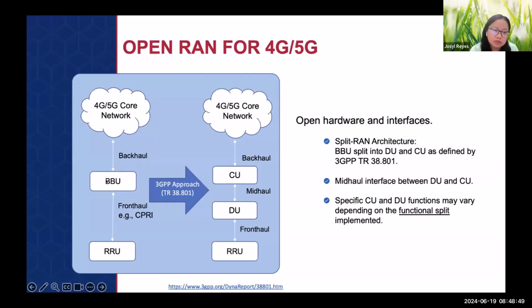So because of the split, the BBU became the CU and DU, and now we have what we call the mid-haul interface connecting the CU and DU. In this case, the 3GPP TR 38.801 defines the mid-haul interface and how the functional split can be implemented: which of the functions are assigned to the CU, which are assigned to the DU, and also even the RRU. But mostly the RRU is really assigned the lower two protocols.